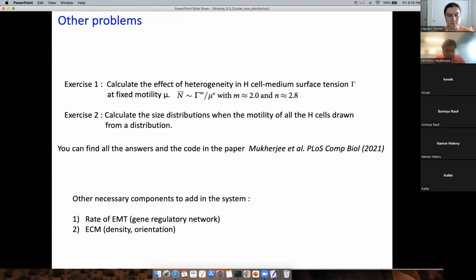Another thing is that we do not consider the EMT process. Here we see a static number of hybrid and epithelial cells. The rate of EMT you can incorporate either through a gene regulatory network, as I showed initially, or simply in a mathematical way, by associating some rate for cells converting from epithelial to hybrid or mesenchymal cells. This time scale is important because there is a certain time scale to release from the cluster, so the cluster will form with the availability of cells nearby.